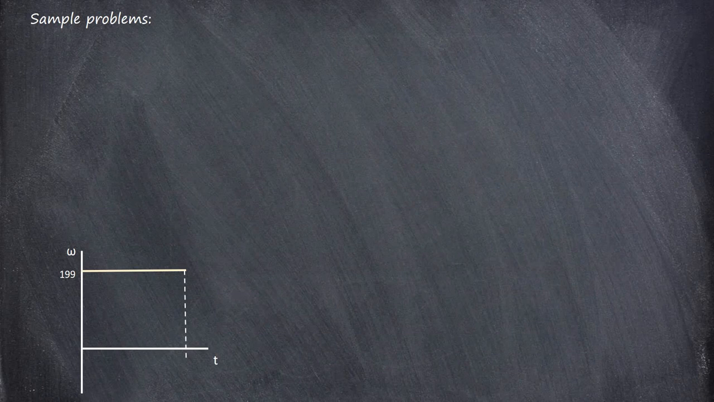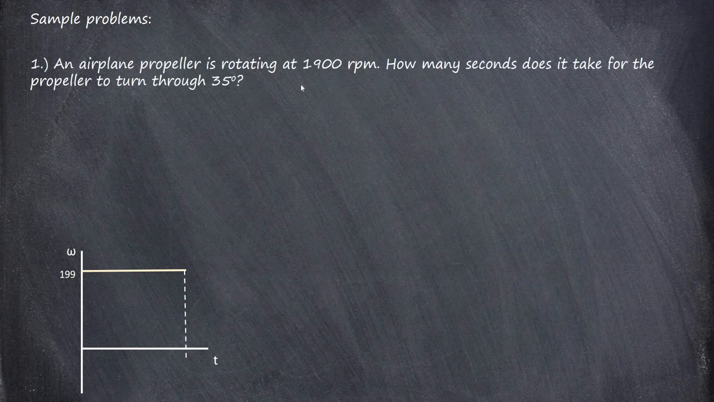Okay, let's go to some examples. Number one, an airplane propeller is rotating at 1,900 revolutions per minute. How many seconds does it take for the propeller to turn through 35 degrees? Okay, this is a very trivial question. It doesn't really need calculus to solve this because in the first place, there is no acceleration for this problem. It's just the propeller rotating at a constant angular velocity of 1,900 revolutions per minute.